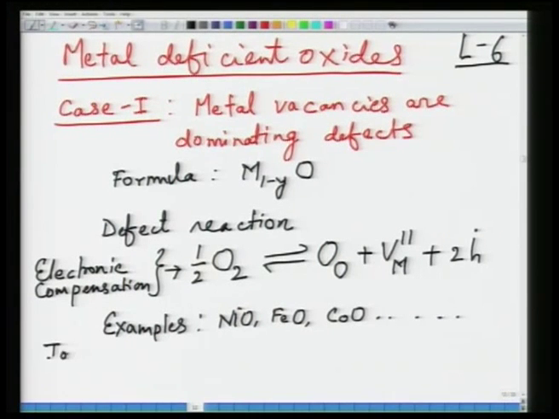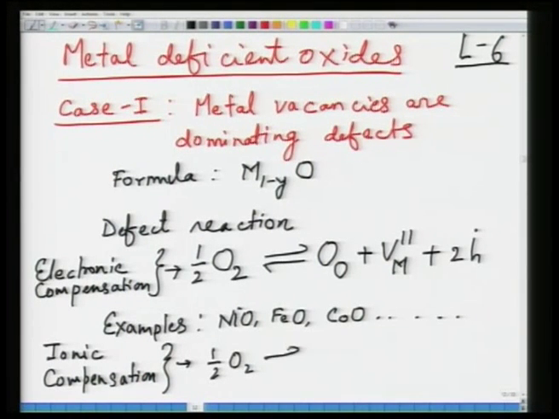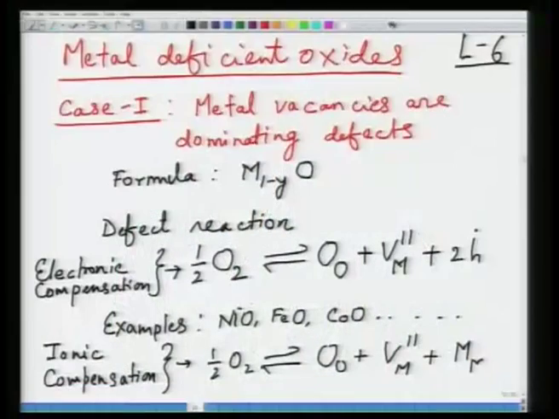If you have ionic compensation, this would mean half O2, O_O, and a complementary metal site which is vacant. Now, unlike in the previous case where metal reduction occurred, here you may have metal oxidation. So, metal on metal site, if it was oxidizing to an extra +1 state, then this would be 2 M_M dot. So, basically what it effectively means is that this is equal to 2 of M3+.